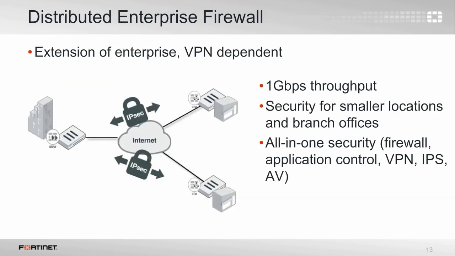Distributed enterprise firewalls are usually smaller devices installed in branch offices and remote sites. They are all-in-one security devices, doing firewall, application control, IPS, web filtering, and antivirus inspection. They connect to the corporate headquarters through IPsec VPNs.